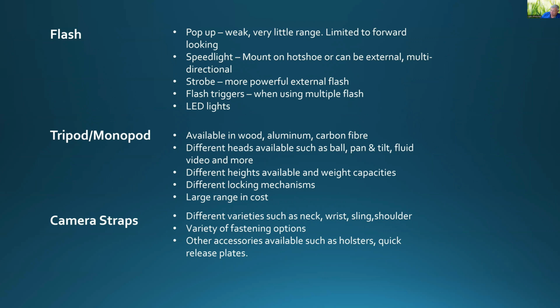A speed light is a flash that you just mount on top of your hot shoe on your camera. You can even make it external by having flash triggers that you mount on your camera. It sends a signal to the flash, which could be over to the side, and fires the flash. The flash will then light from the side onto your subject. A strobe is more powerful than an external flash and a lot more money. Flash triggers I just mentioned, so you can use multiple of them and have flashes trigger at different times.